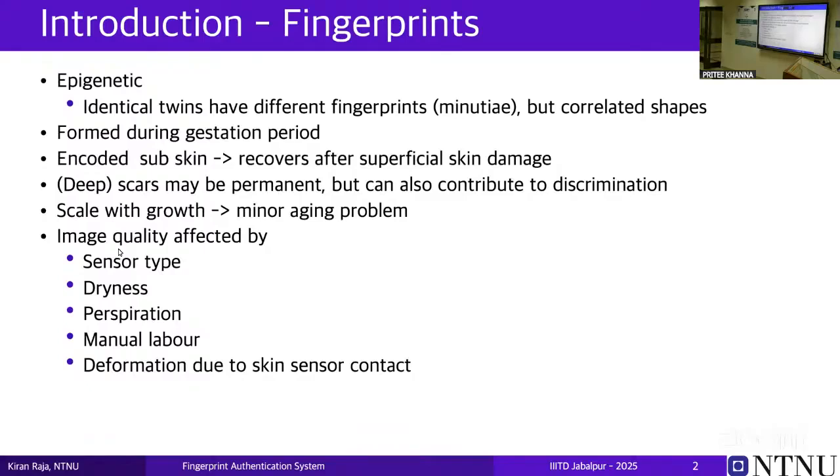One other thing about the fingerprint is that it is typically encoded in the subskin, which means if I get rid of my top skin, the first layer of skin underneath still has the same fingerprint. This gives stability and robustness in terms of regrowth of fingerprints. Sometimes you might have very deep cuts, which can get rid of a couple of layers. The cut can go very deep, and that might be a problem.